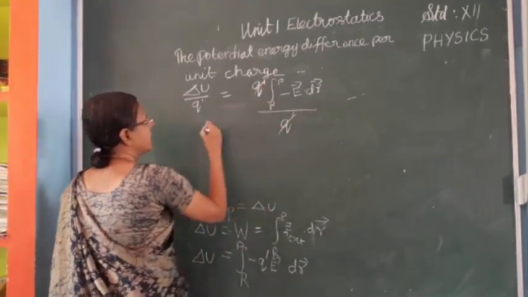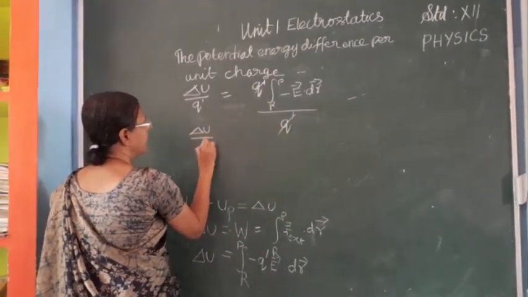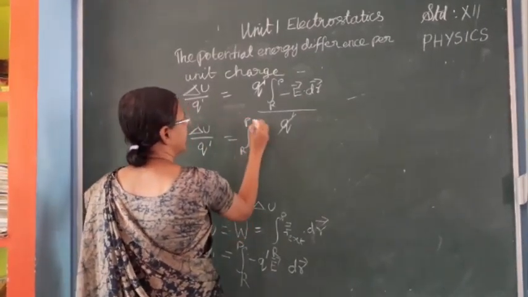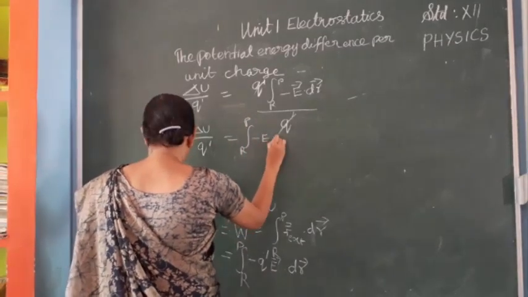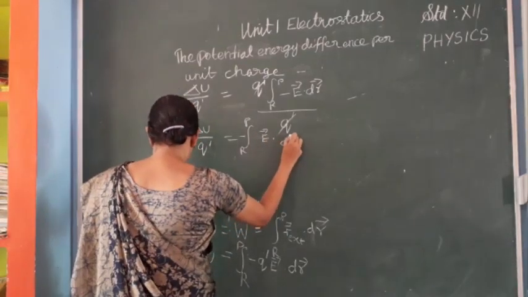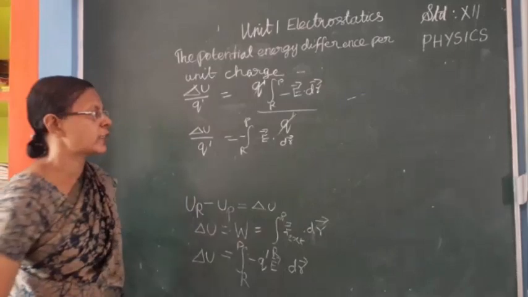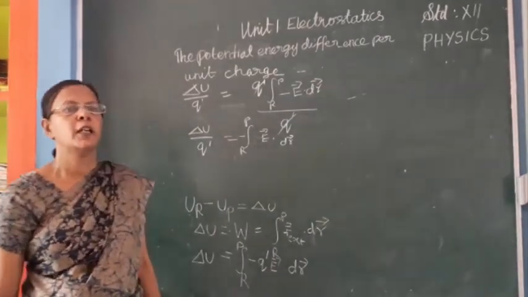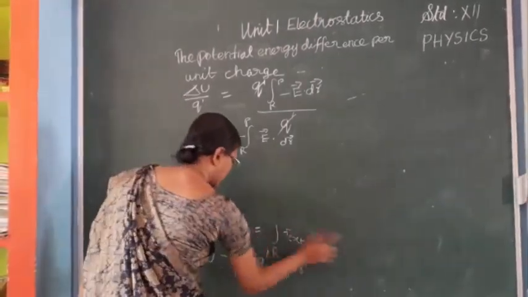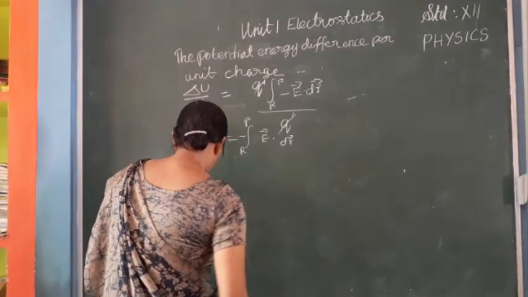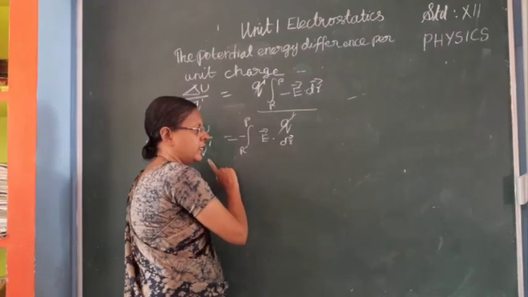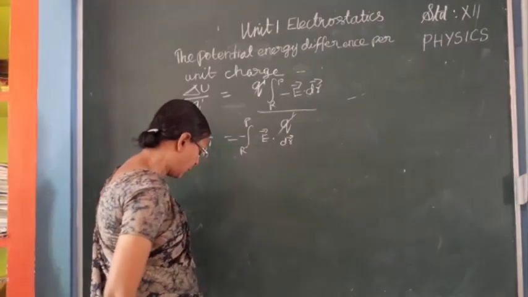This Q dash cancels. So del U divided by Q dash equals the integral from R to P of minus E vector dot dr vector; the minus we can bring outside. This equation is called the electrostatic potential difference between P and R.